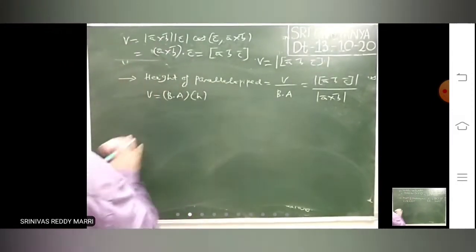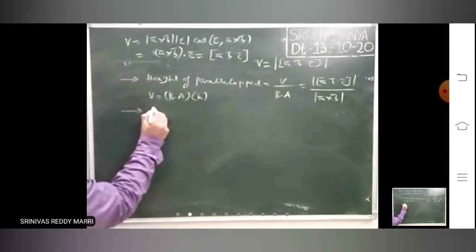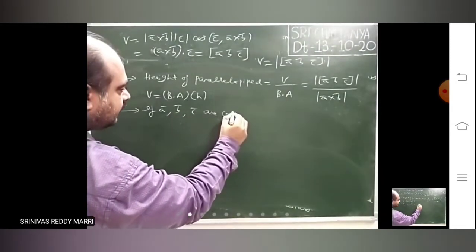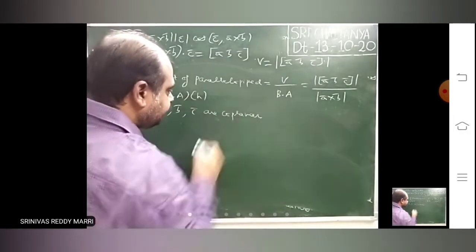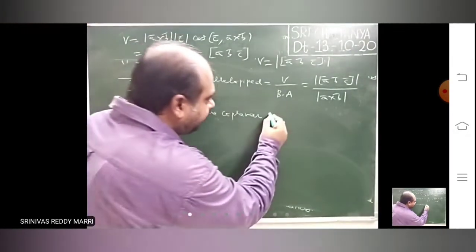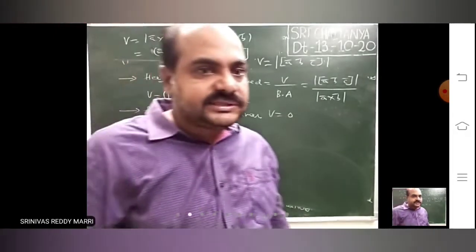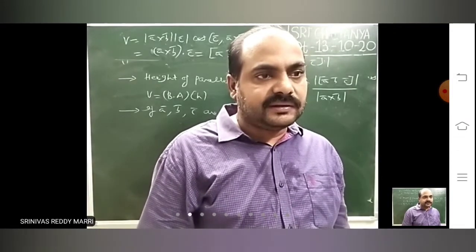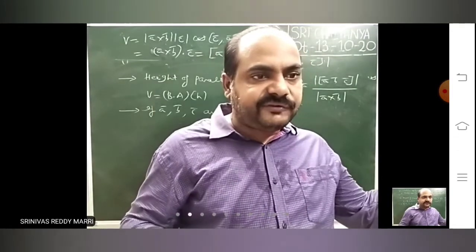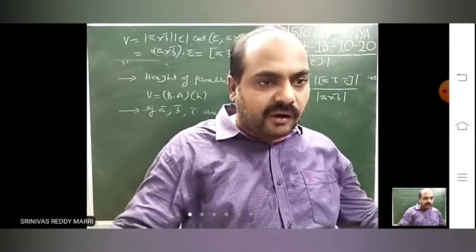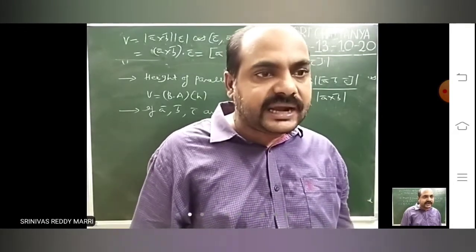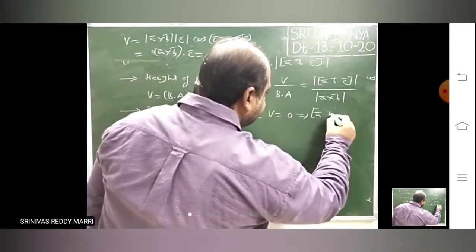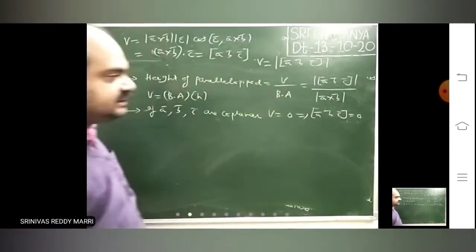Suppose we take one problem. If A bar, B bar, C bar are coplanar, suppose these three vectors are coplanar, the volume becomes 0. If these three vectors are on your paper only, then you cannot construct the parallelepiped. There will be no parallel face, left face, right face, front face, back face. All the three on your paper means how can you construct the diagram? You cannot construct it, and then the volume will become 0. That means box of A bar, B bar, C bar equals 0.